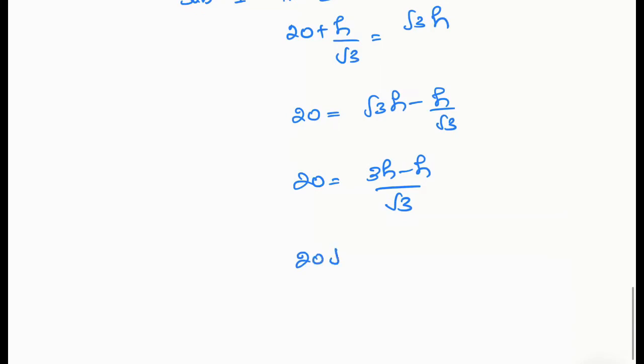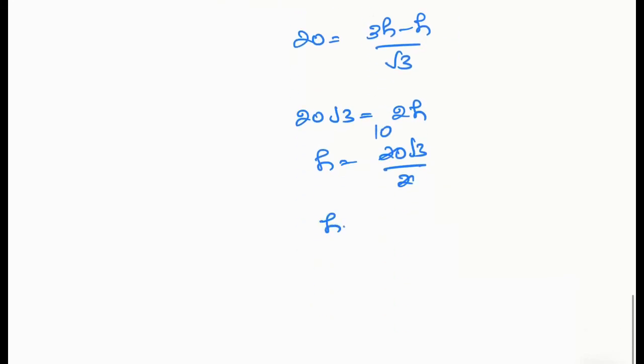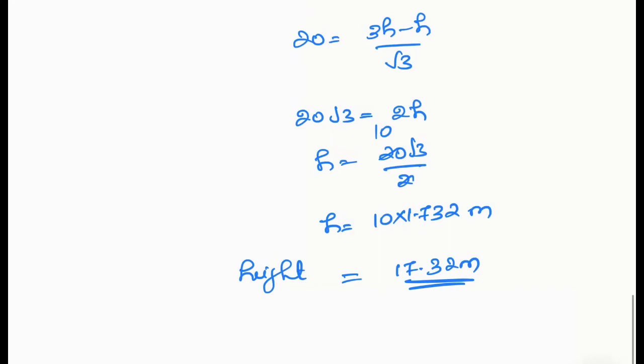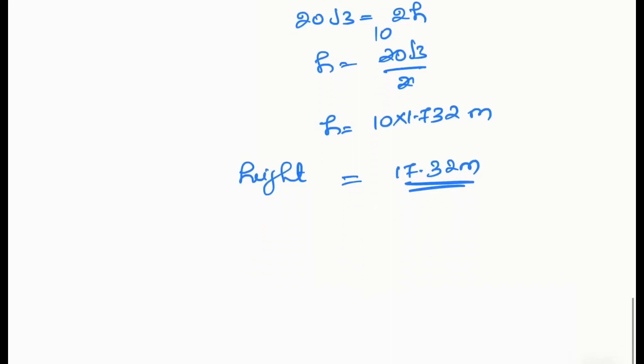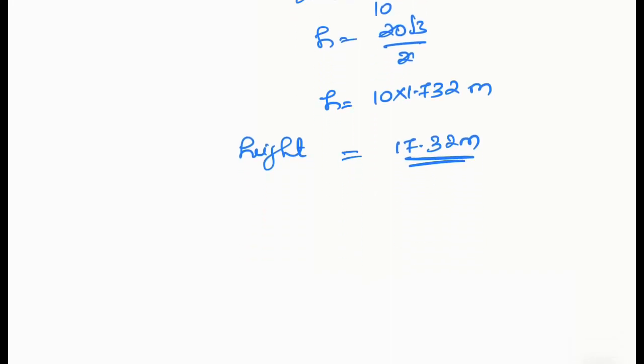So I get 20 into root 3 equal to 2H. H equal to 20 root 3 by 2. That is 10 root 3. H equal to 10 root 3, 10 into 1.732 meters. So that is equal to 17.32 meters. So we get height of the tree is equal to 17.32 meters. Okay. Hope it's clear.